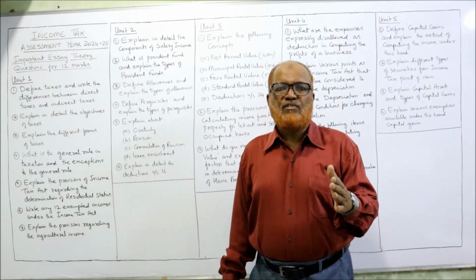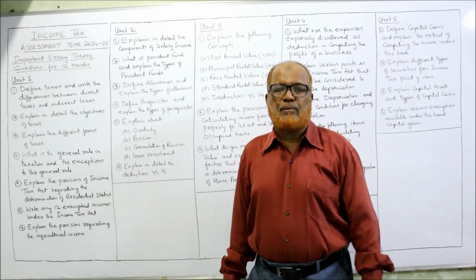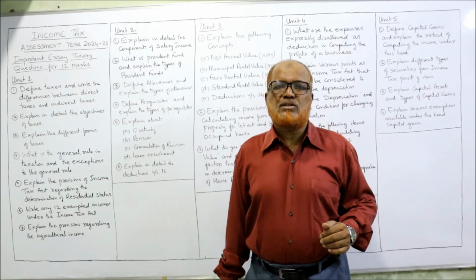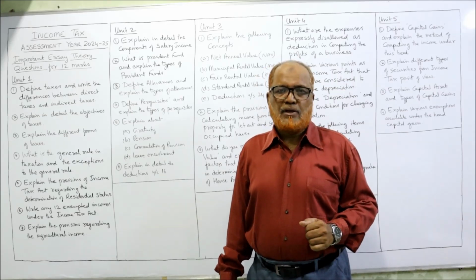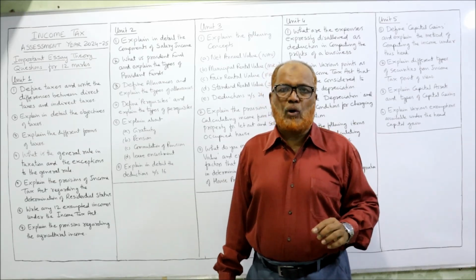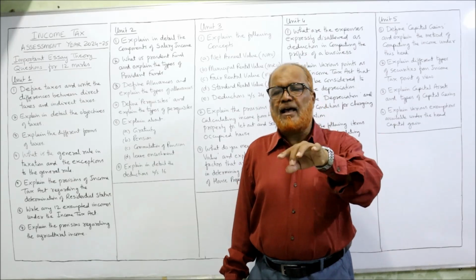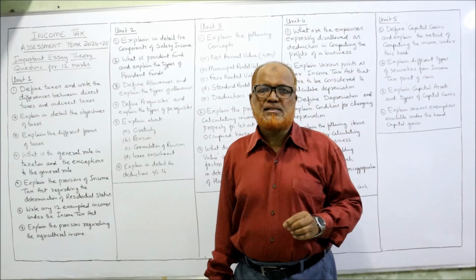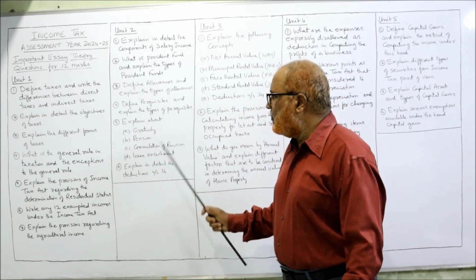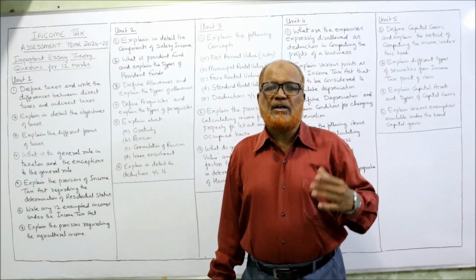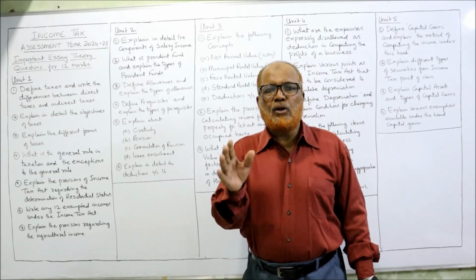Then we have pension. Pension is the amount received from the employer after retirement. Before retirement, the employee will get salary. After retirement, he will get pension. So pension is a periodical payment received from the former employer. Now, the Income Tax Act says salary or pension will be fully taxable under the head salary. Then comes commutation of pension.